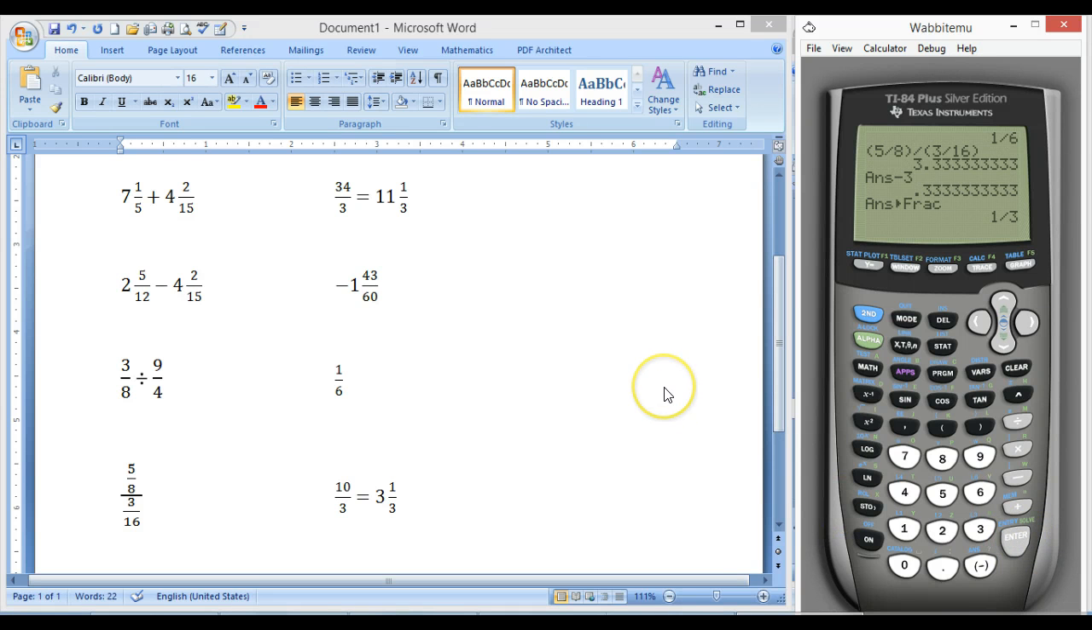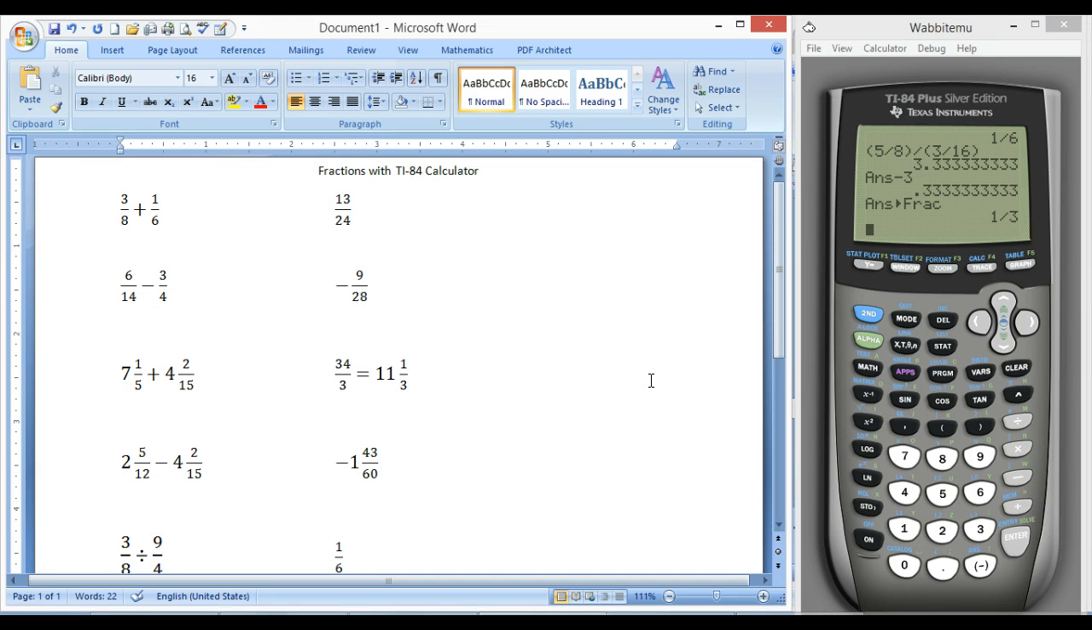So we've just demonstrated how to add, subtract, multiply, and divide fractions with your TI-84 calculator. Good luck!